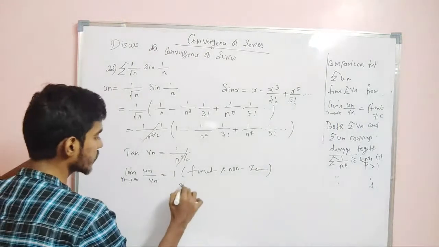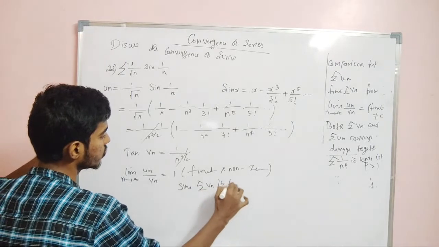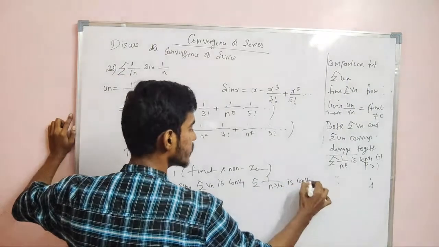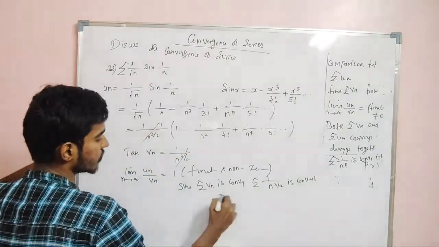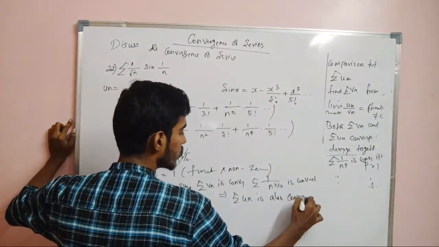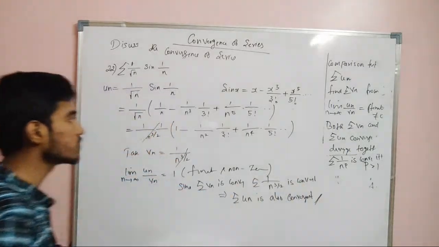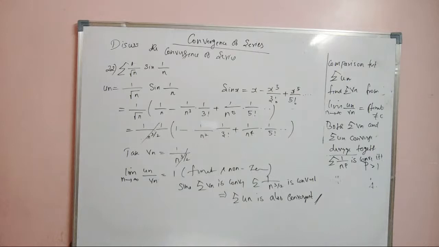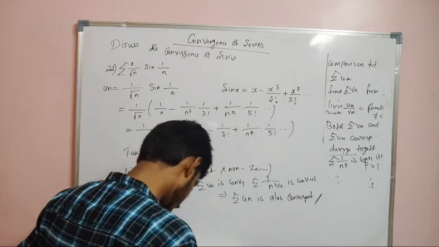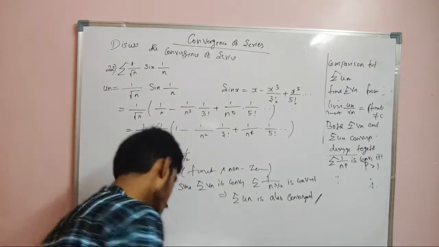So since summation Vn is convergent, why? Because summation 1 by n power 3 by 2 is convergent, because here you can see p is 3 by 2, which is greater than 1. Therefore this is convergent. This implies summation Un is also convergent. Therefore this series is convergent. So sin 1 by n is divergent, sin 1 by n square is convergent, sin 1 by n sin 1 by n is convergent, 1 by root n sin 1 by n is convergent again. Now the next series is summation cos 1 by n.